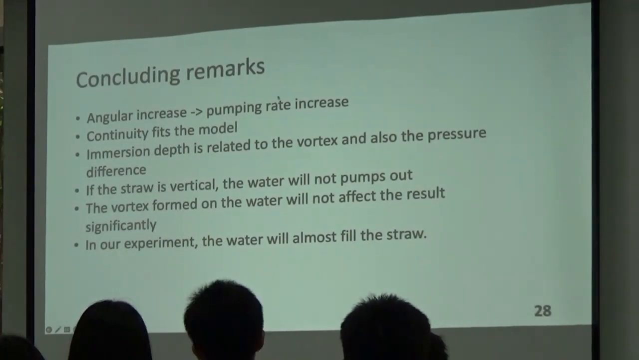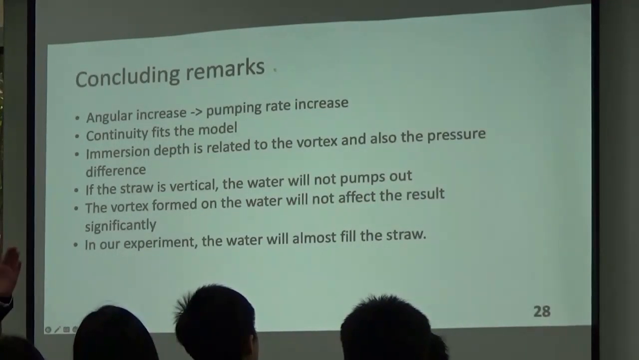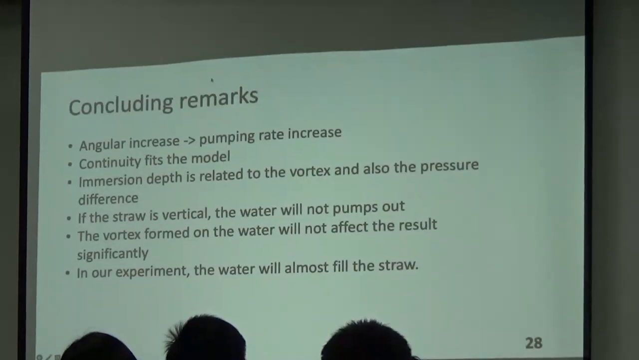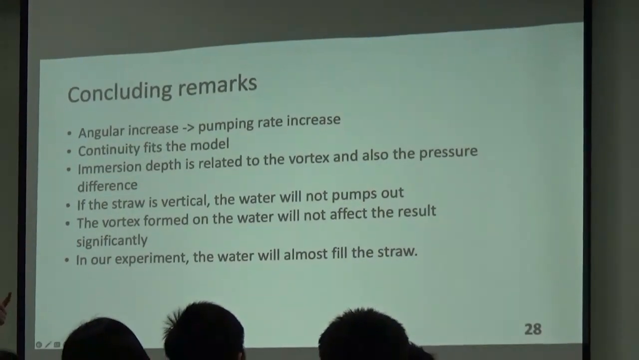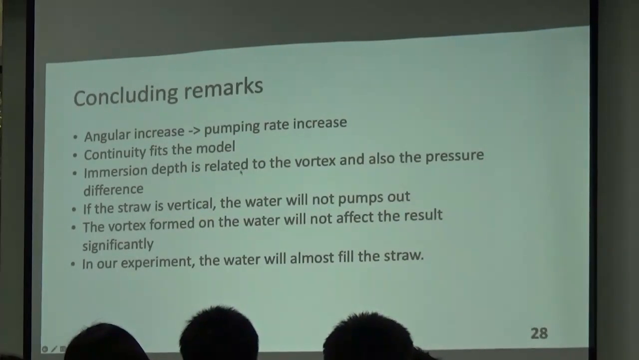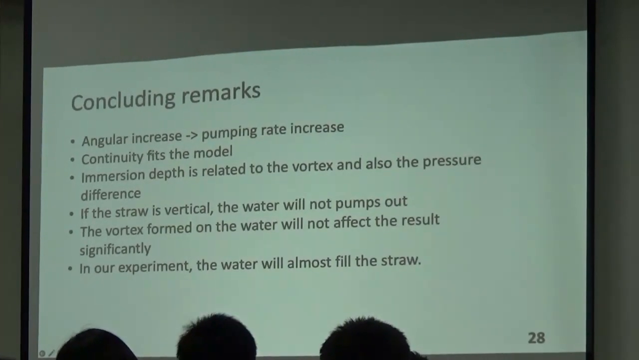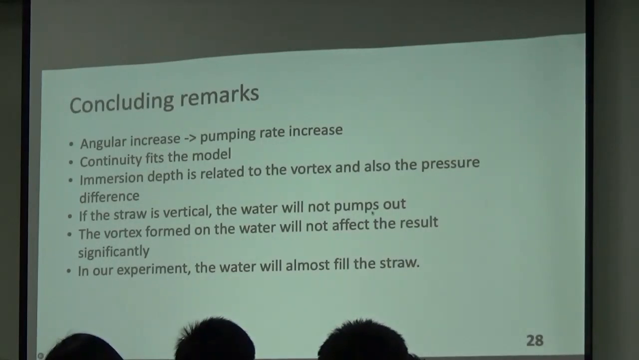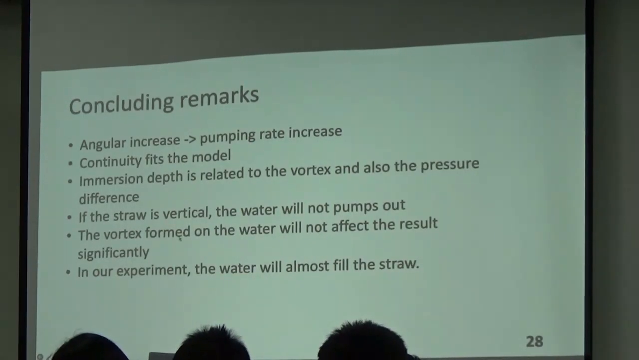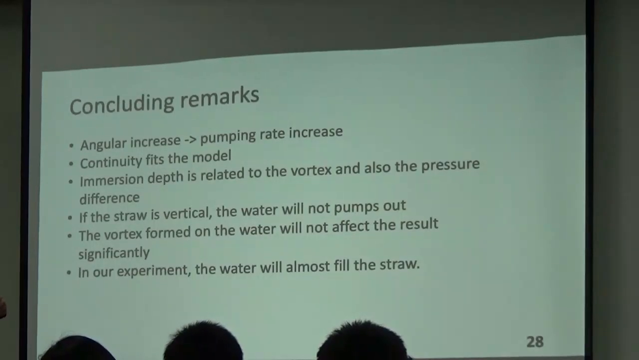If the straw is vertical, there is no centrifugal force component in that direction, so there is no centrifugal force acting on the water, and it won't flow out. The vortex formed on the water will not affect the result significantly. We have observed that the vortex is very small. However, the vortex will make the pumping rate bigger, since it will make the velocity of the flowing water stronger.